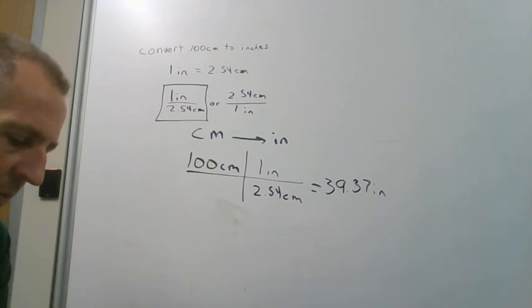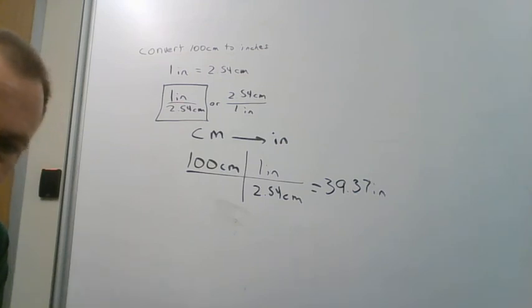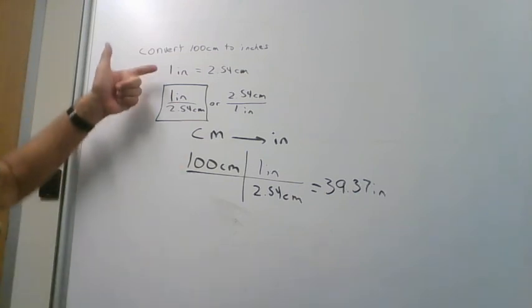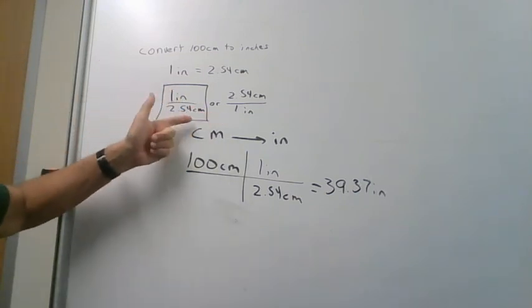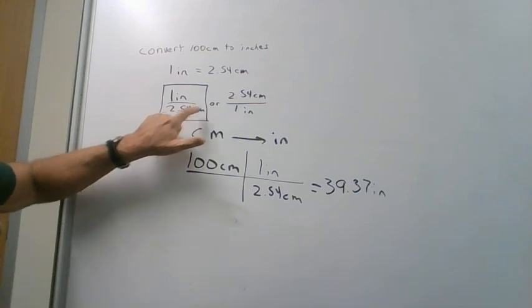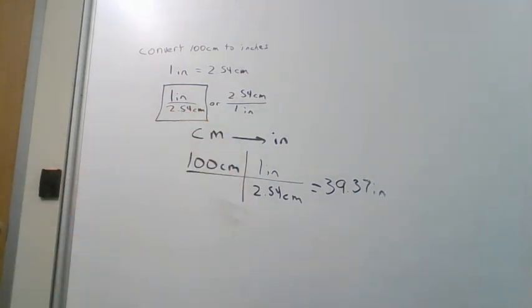So this is the basic way you'll do any conversion. You need to find what the equivalence statement is, how much of one thing is equivalent to how much of another. And then from that equivalence statement, you can make conversion factors. And the conversion factor you choose depends on what units you want to end up with.